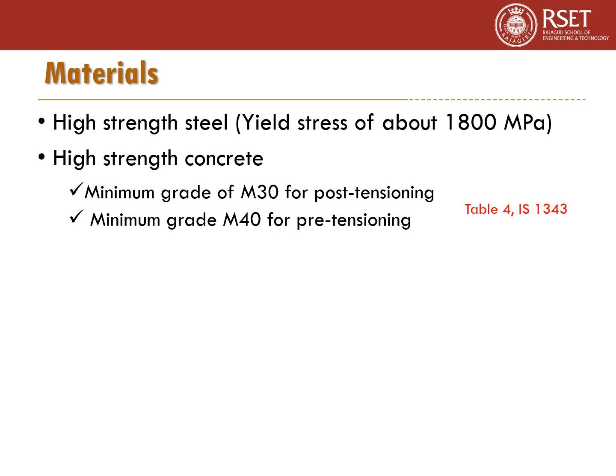Now the materials we use for pre-stressed concrete are high strength steel and high strength concrete. The high strength steel has a yield stress of about 1800 MPa, which is much greater than Fe415 or Fe500 steel normally used for RC construction. And high strength concrete also needs to be used, that is, a minimum grade of M30 for post-tensioning and M40 for pre-tensioning as per the code IS 1343.